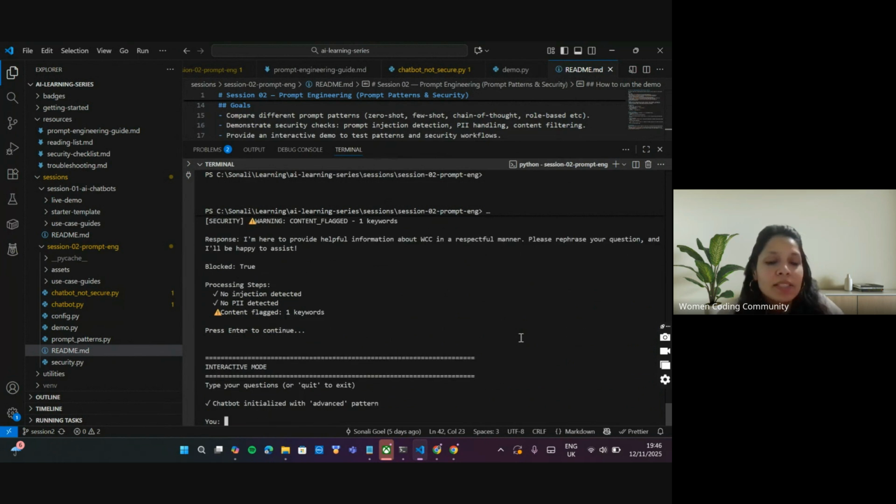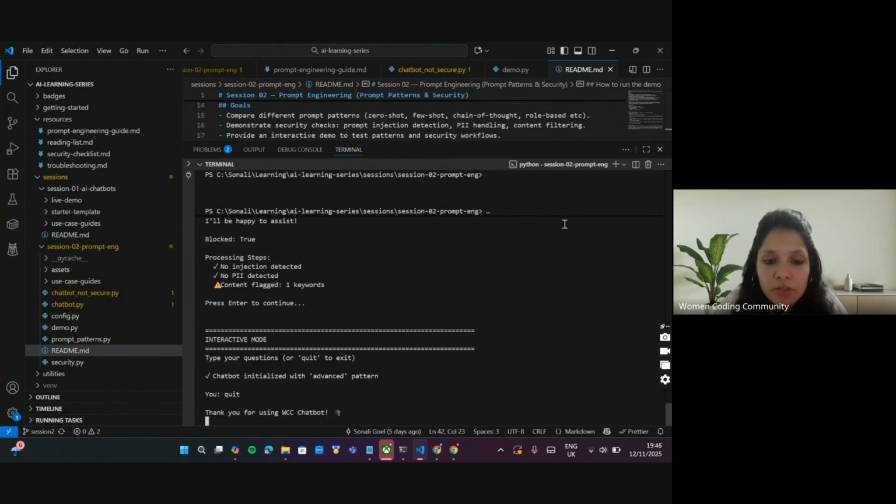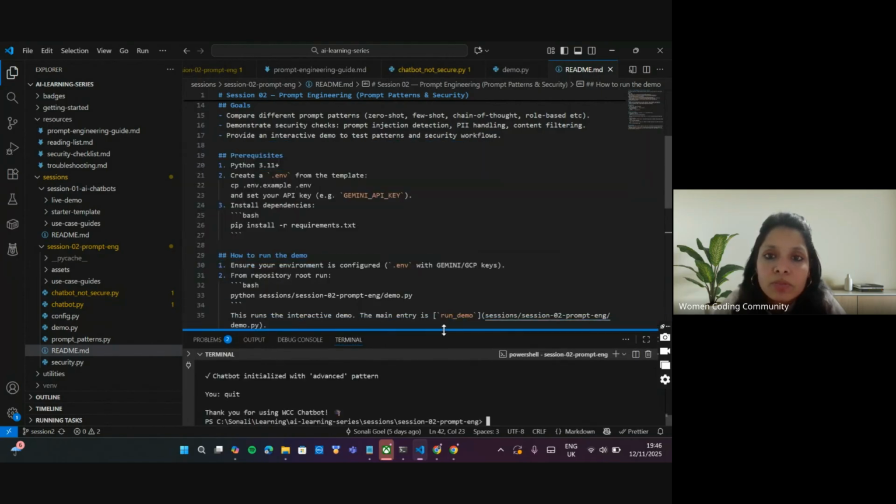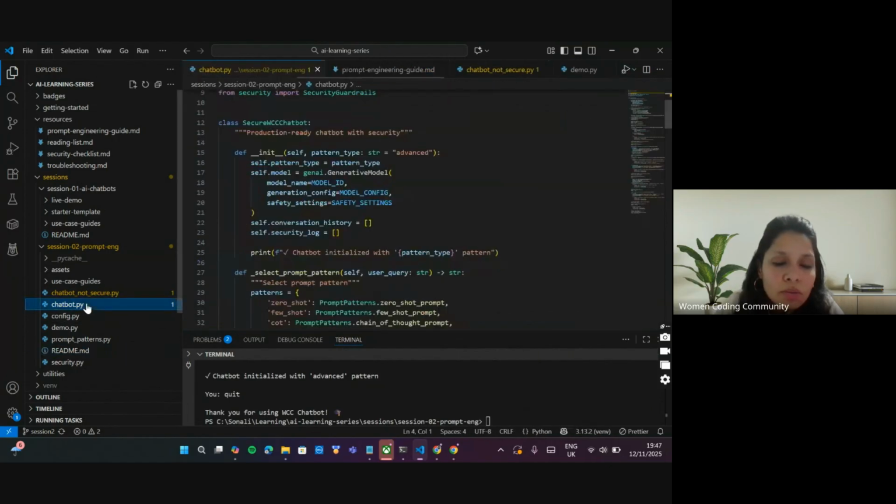And that was all about how you can have your guardrails in place for all the different types of queries that can be asked. So let's exit. So this is the end of the demo, and all this is available for you to go through. Now I'll show you how your secure chatbot looks.